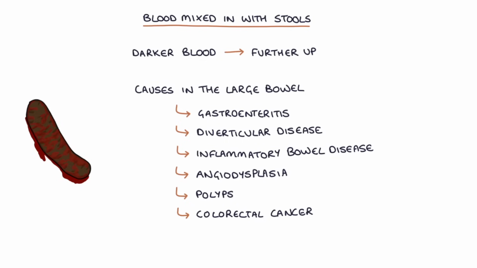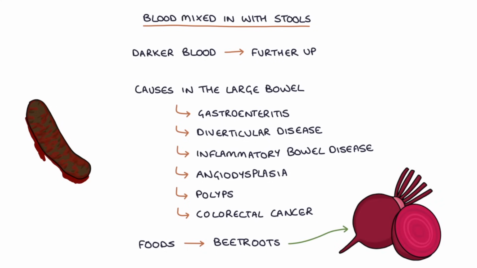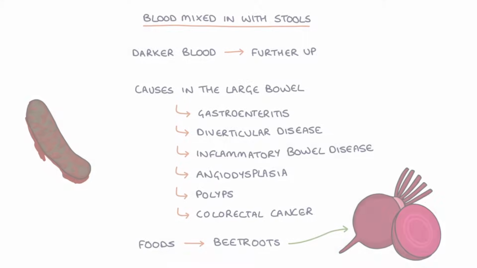It's also worth noting that foods like beetroots can cause what looks like blood mixed in with the stools. It's worth asking patients presenting in a panic with a sudden episode of blood in the stools whether they've recently eaten a lot of beetroot. So let's talk in more detail about these causes of blood mixed in with the stools, starting with gastroenteritis.